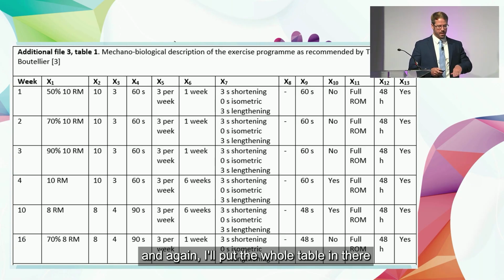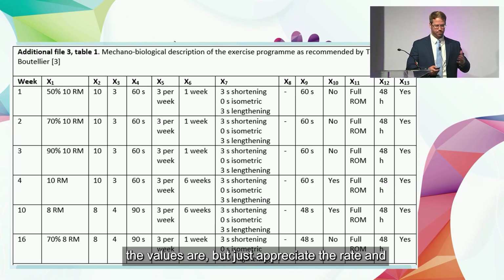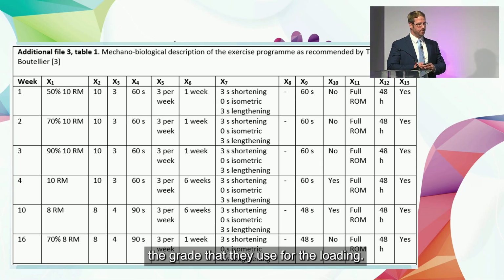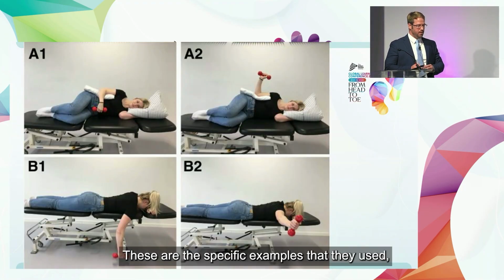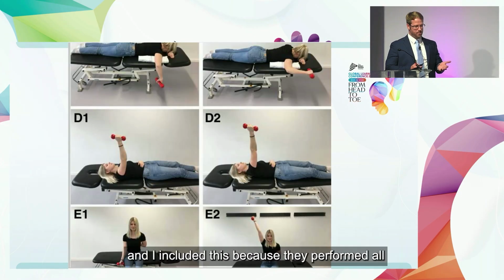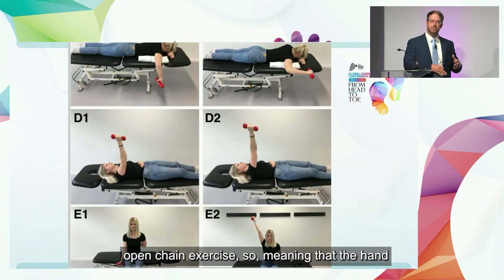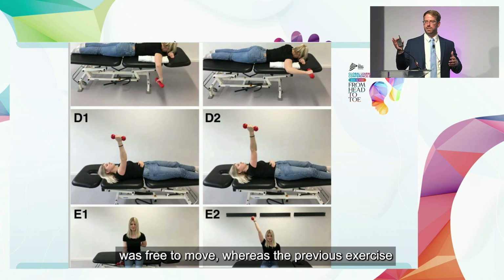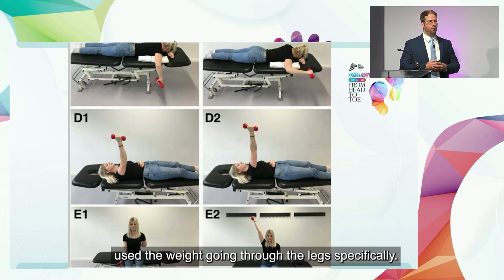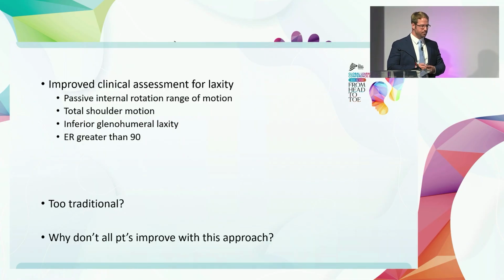And again, I'll put the whole table in there so that you can see what the remainder of the values are, but just appreciate the rate and the grade that they use for the loading. These are the specific examples that they used, and I included this because they performed all open chain exercise, meaning that the hand was free to move, whereas the previous exercise used the weight going through the legs specifically.